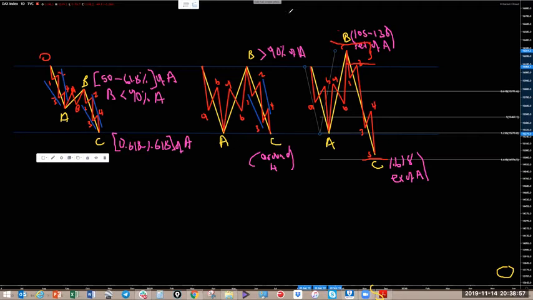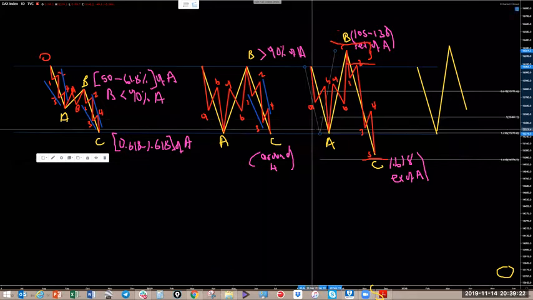All right, so now lastly on flat corrections, you get a running flat. Let's project a running flat now. So now a running flat will look something like this. Again, another 3 waves, A, B, it breaks the top, but does not break the low. That is your running flat. Let's remove this.